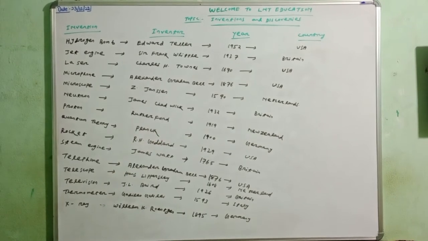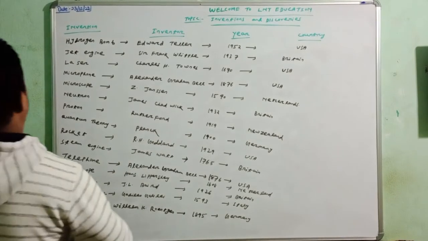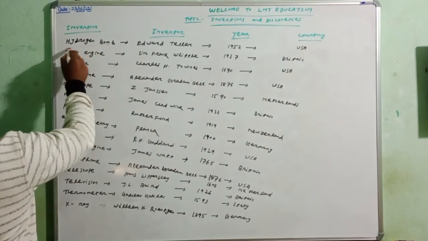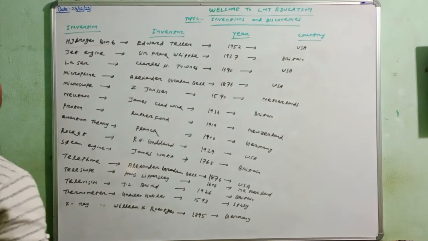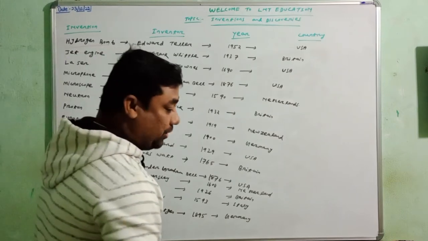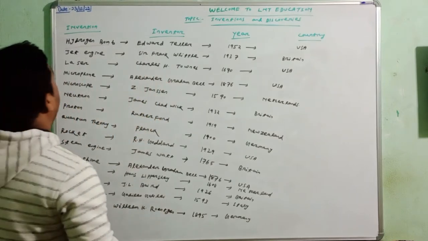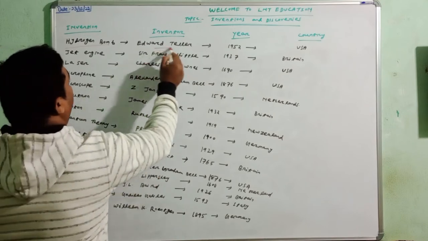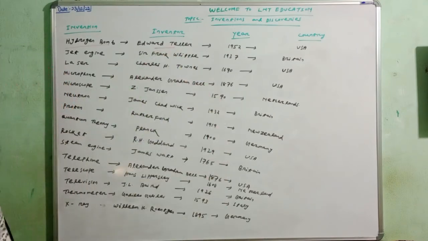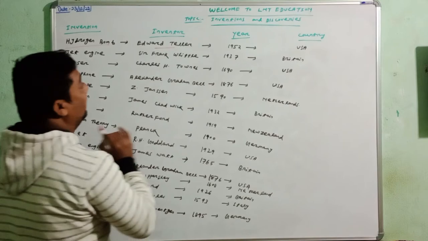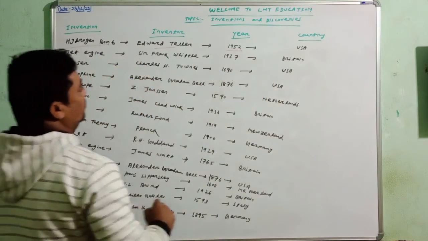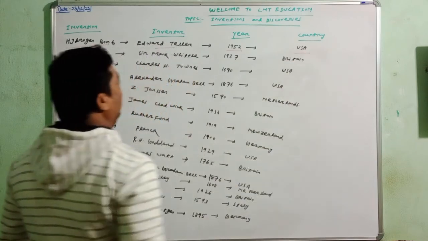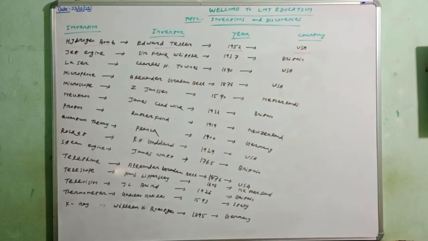Hydrogen bomb. Okay, hydrogen bomb is a very dangerous bomb, used for destruction. Hydrogen bomb is more powerful than the atomic bomb also. The inventor is Edward Teller. Edward Teller is the inventor, and the hydrogen bomb was invented in 1952, and the scientist belongs to the country USA, United States of America.